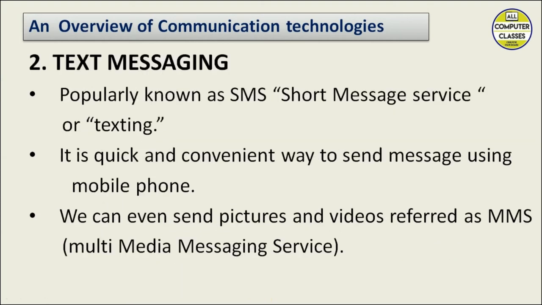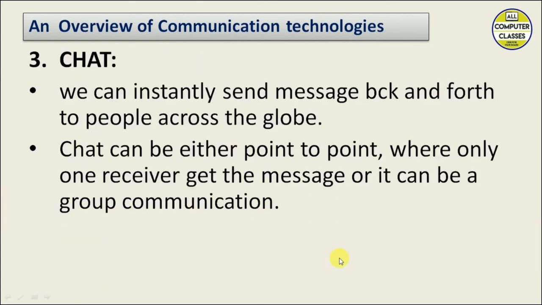Next is text messages, popularly known as SMS or short message service or texting, right? It is a quick and convenient way to send messages using mobile phones. We can even send pictures and videos, and when we are sending pictures and videos, it is called MMS, multimedia messaging service, right? Next is chat. So we can instantly send messages back and forth to people across the globe. Chat can either be point to point, meaning one-to-one communication where only one receiver gets the message, or it can be a group communication, that's how we create groups in WhatsApp and all, right?